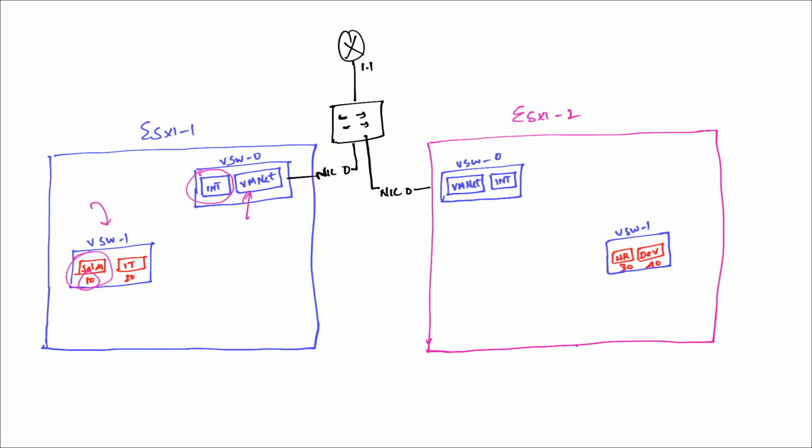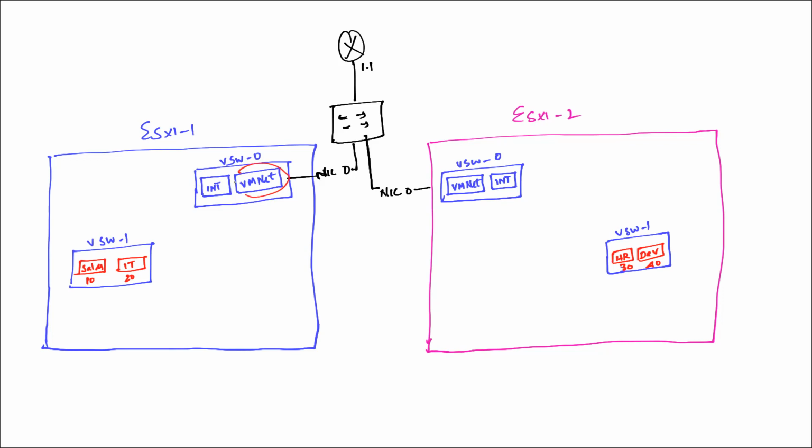Okay, so we have the sales VLAN and the IT VLAN. IT VLAN is there, sales VLAN is there. IT is 20 and sales is 10. Now we're going to create one more network for internet purposes, so we're going to create a separate port group for internet.